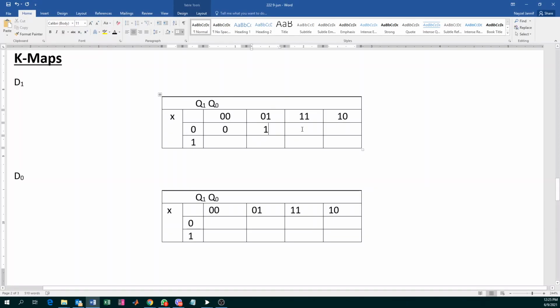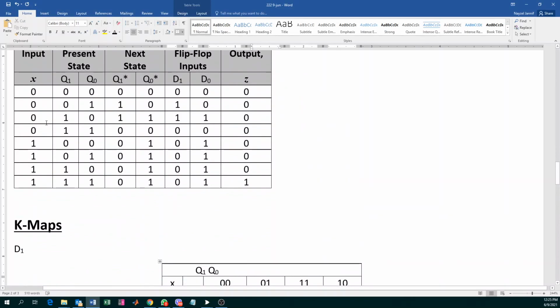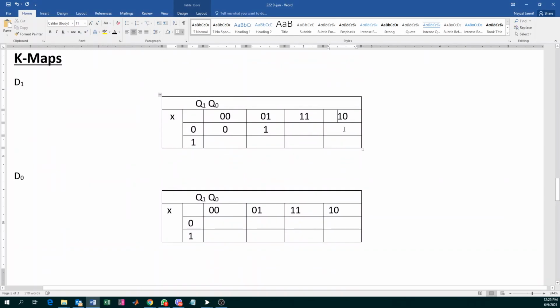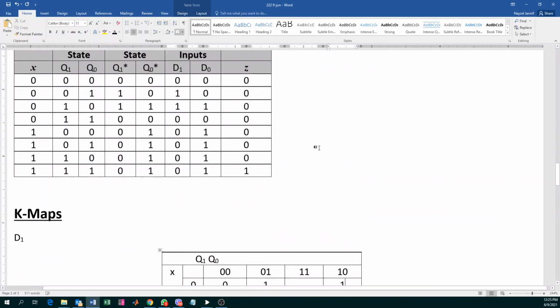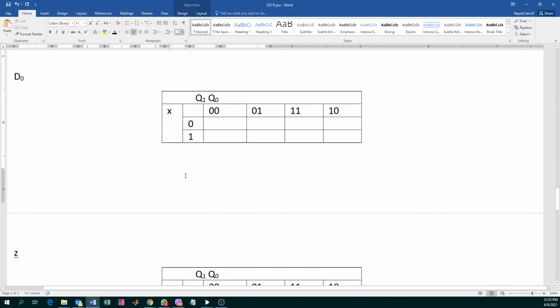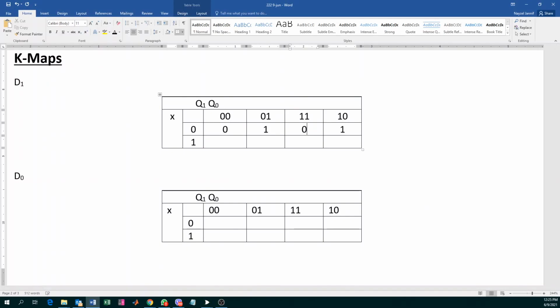Can you guys help me out over here? Help me fill this, please. 0, 1, 0. What do we get? We get a 1. 0, 1, 1. What do we get? We get a 0. Okay, can you help me out? What's this row over here? All zeros. Thank you. Right, nice, we've got that.